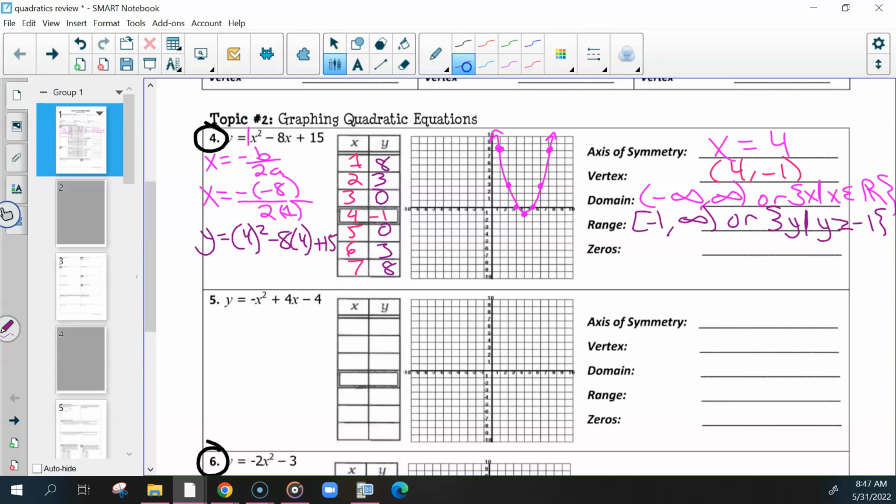Remember that your zeros are your x-intercepts. Where does it cross your x-axis? Where would those be? Write them as ordered pairs, so (3, 0) and (5, 0). So you should be able to find each of these characteristics and graph it.